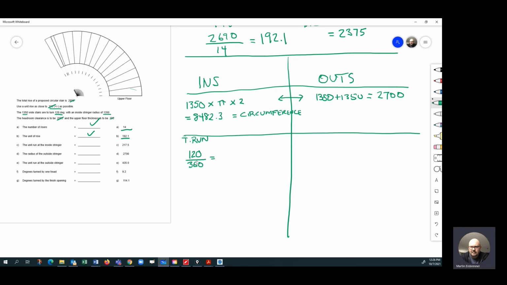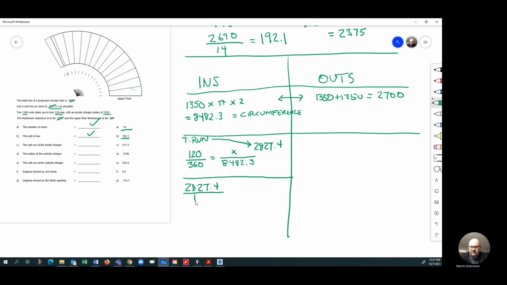And we worked out our 360 degrees was 8482.3. So it's actually a third, because I can see that 120 is a third of 360. 2827.4. And then divide that 2827.4 by 14, right? Just like in a real straight stair. Is it 14 though, actually? Maybe 13. Yeah, number of treads. 217.5.